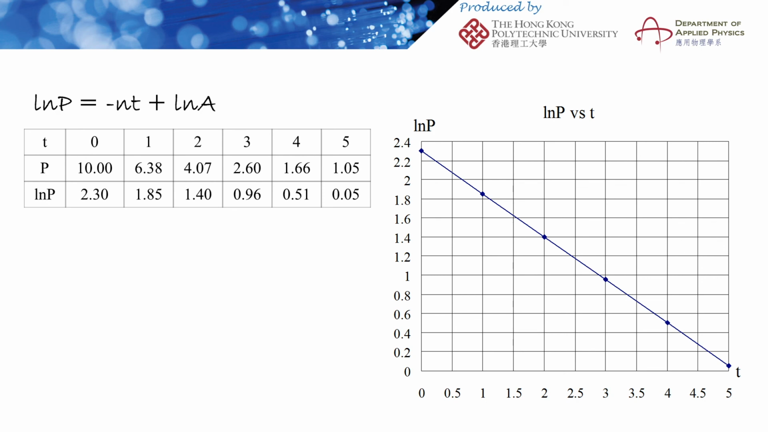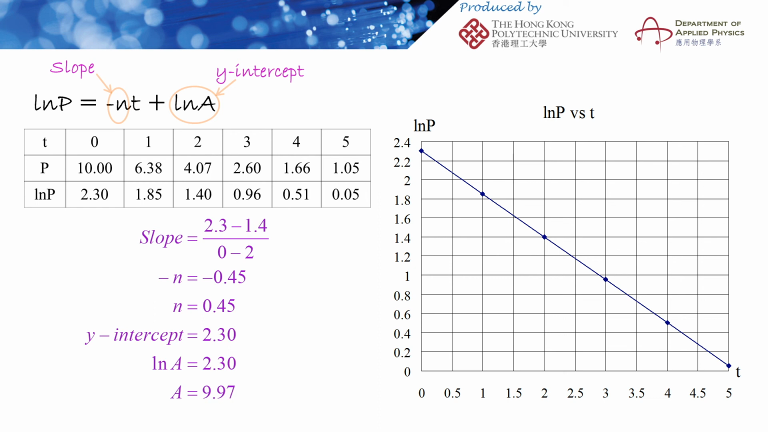The graph of natural log P against T is obtained. Minus N is together with T, so minus N represents the slope of the graph. And natural log A is the constant, which is the intercept on the vertical axis of the line.